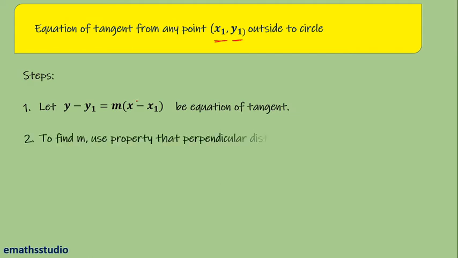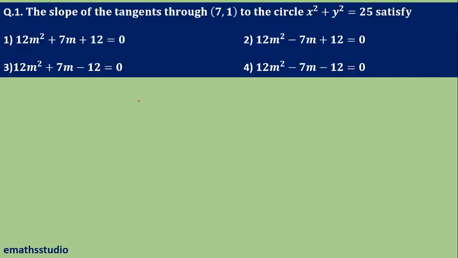To find m, we use the property that the perpendicular distance between the tangent and the center is equal to the radius. This is a very important property: the perpendicular distance between the tangent and the center of the circle is equal to the radius. If I use this property, I can find the value of m. How this works out, we will try to understand with an example.